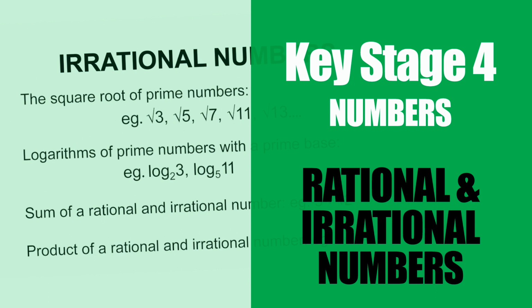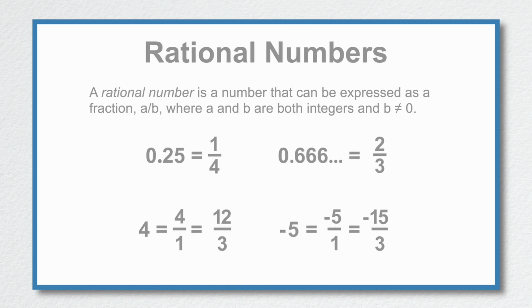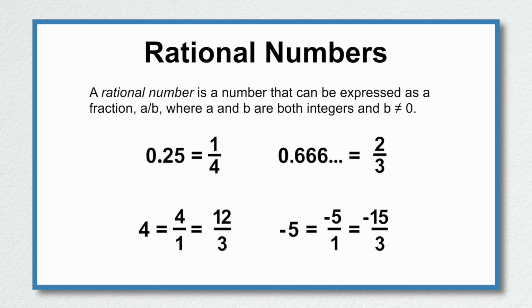In a previous video, I mentioned that we were going to look at rational and irrational numbers in a bit more detail. We established that both rational and irrational numbers are real numbers. That is, that they exist on a number line. However, the difference between rational and irrational numbers is that rational numbers can be expressed as a fraction or ratio of one integer over another, a over b, where b cannot equal 0. Irrational numbers cannot be expressed as a ratio of one integer over another.